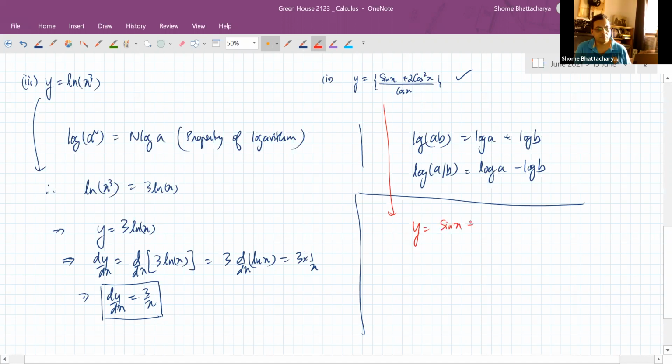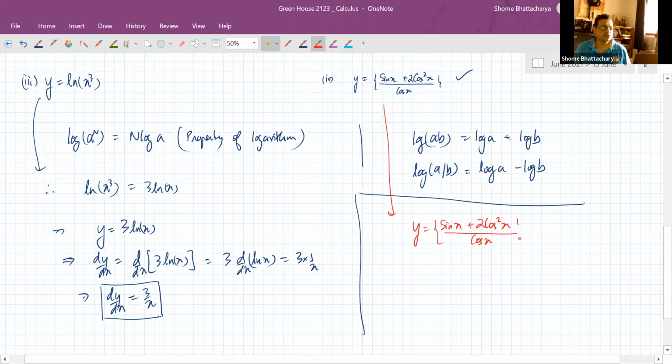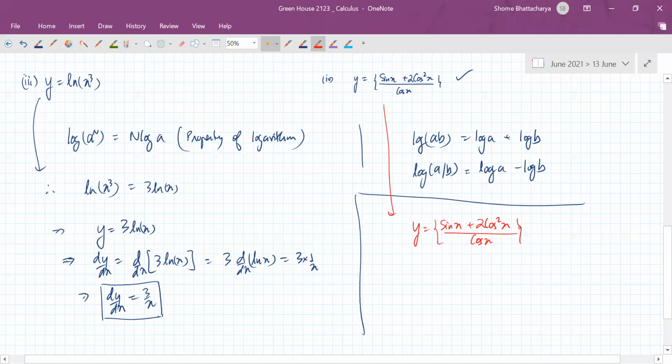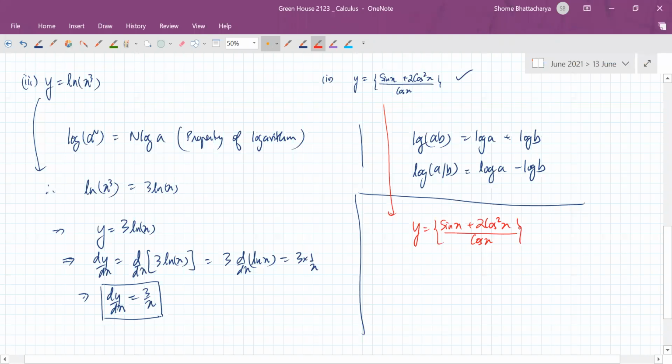So y equal to, yeah. Sir, in this, couldn't we write it as ln of x cube as 1 by x cube? No, beta. Differentiation of ln x cube will not be 1 by x cube. The formula is differentiation of ln x is 1 by x. But that doesn't mean that the differentiation of x cube is 1 by x cube. You're getting my point now? Yes, sir. Okay, so that's why.